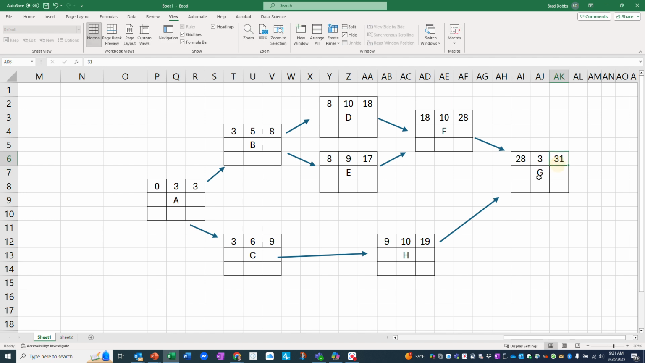Now we have my project duration is 31. What we don't know yet is my critical path. We can go ahead and work backwards on that one, just as we do with any other critical path problem. If you are not familiar with how to do these, please review the critical path videos.